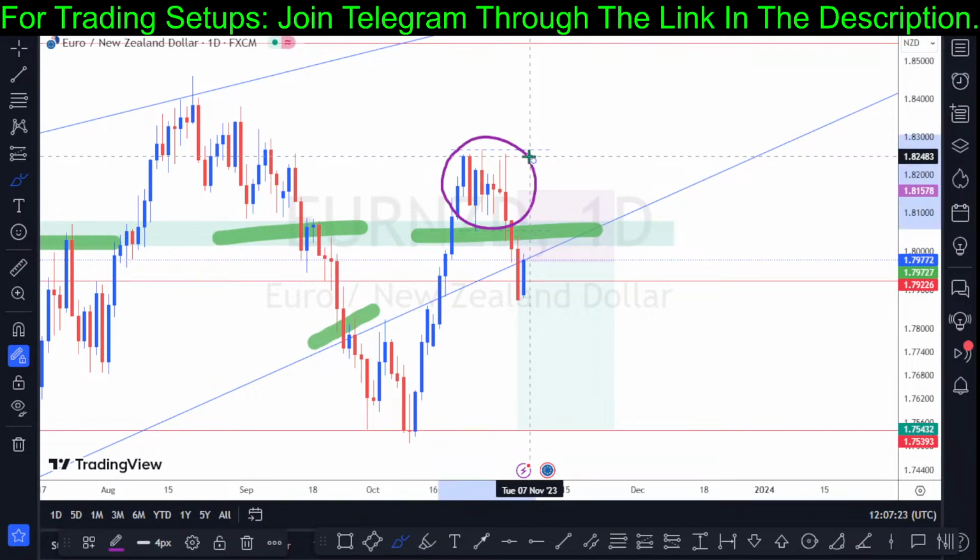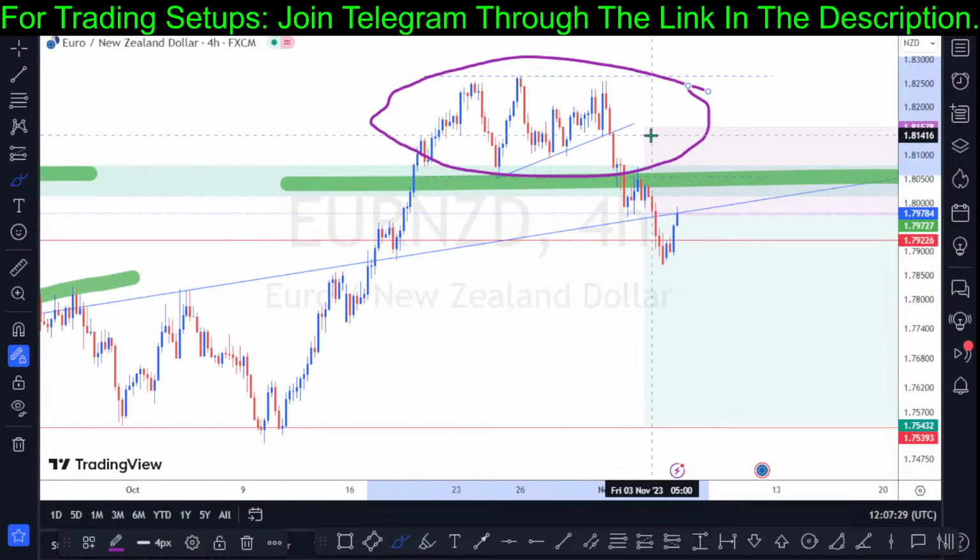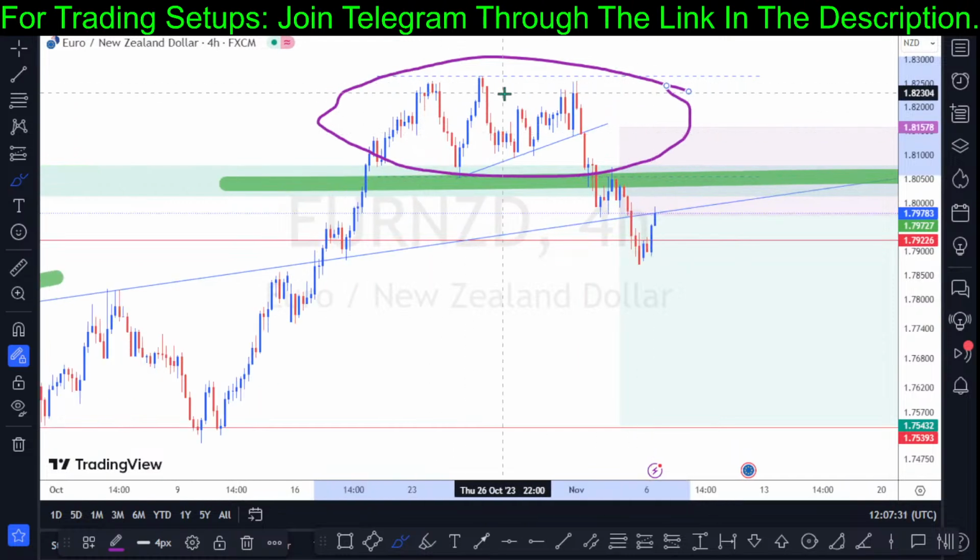This is hiding on the day chart, but if you view on the 4-hour chart, you're going to see this triple top. In fact, it's a triple top. So you can see the triple top is obvious on the 4-hour chart.